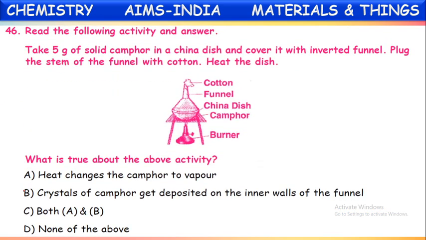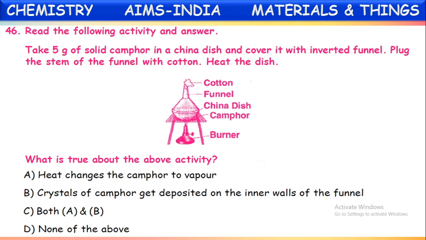Read the following activity and answer. Take 5 grams of solid camphor in a china dish and cover it with an inverted funnel. Plug the stem of the funnel with cotton. Heat the dish. We have seen the same experiment earlier in one of the questions. Now, what is true about the activity shown here?